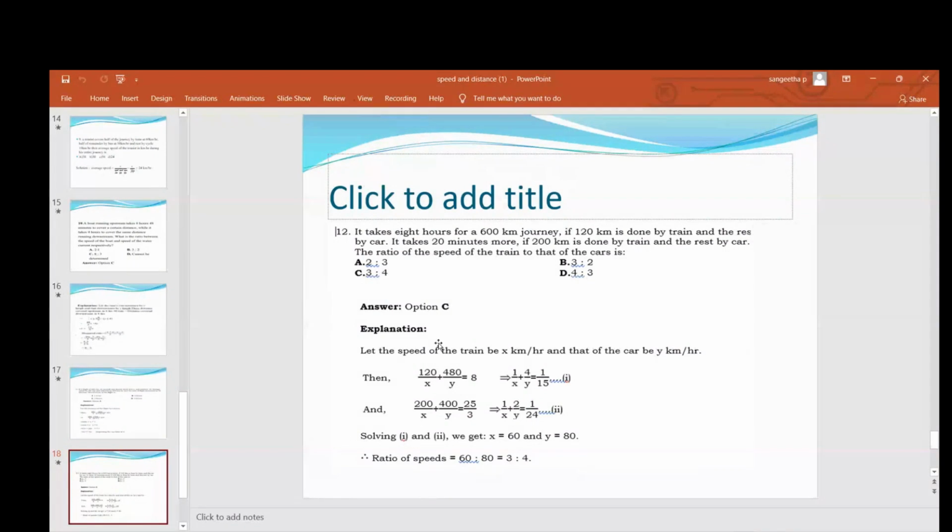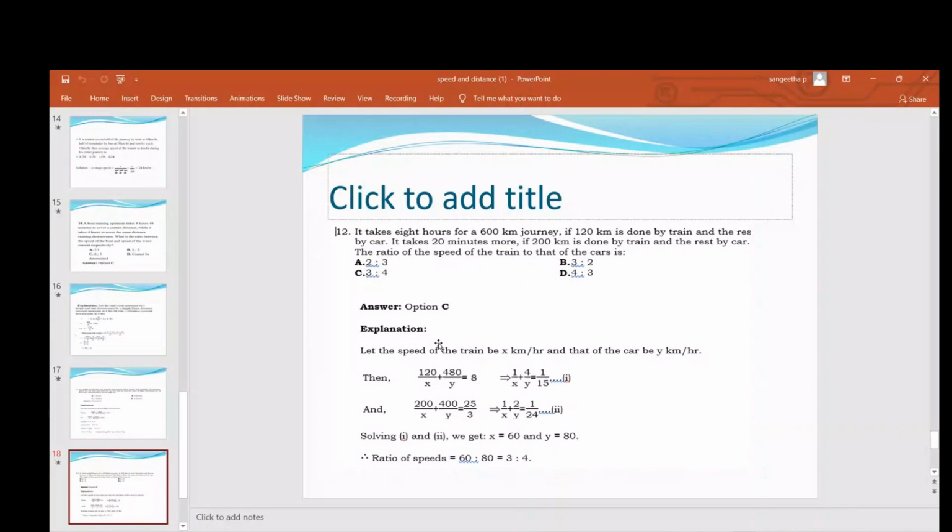It takes 8 hours for a 600 kilometer journey, and if 120 kilometers is done by train and the rest by car, it takes 20 minutes more if 200 kilometers is done by train and the rest by car. So the ratio of the speed of the train to that of the car we have to calculate.